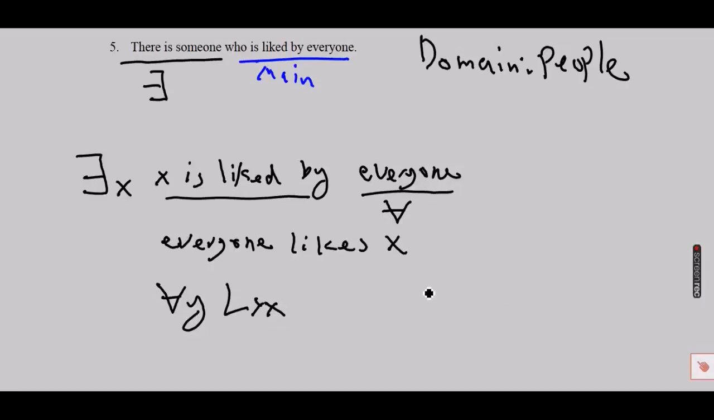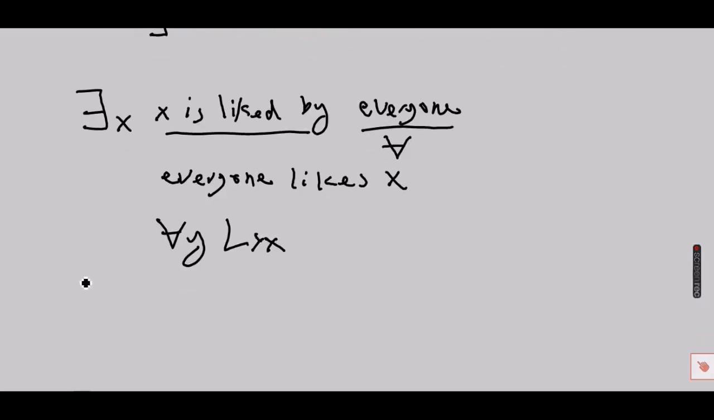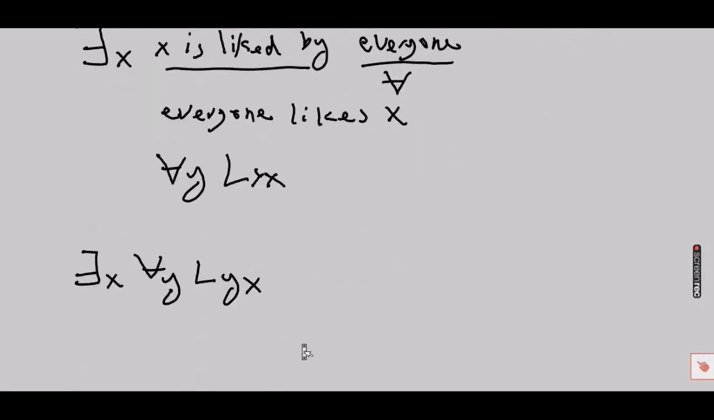Okay, now putting everything back into the main formula, we get this as the overall symbolization. We say there is some x such that for all y, y likes x. So there is someone who's liked by everyone. And the domain is the domain of people. Okay, let me move to the next one.